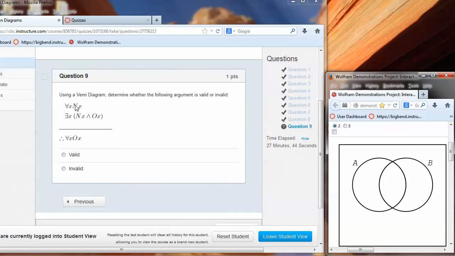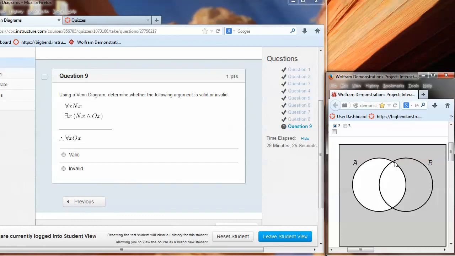So let's start over. So first premise, for all x, Nx, that means everything's going to be in this A circle. So we rule out all the B's that are not A's. And we have to remember to rule out all the stuff that's outside of both circles. Right? All this stuff that's not an A or a B, or in this case an N or an O. If everything is an N, everything is in this circle on the left, then we have to rule out that stuff too. Second premise says that there's something that's both an N and an O. That is, there's something that's in the left circle and the right circle. Something that's an A and also a B.